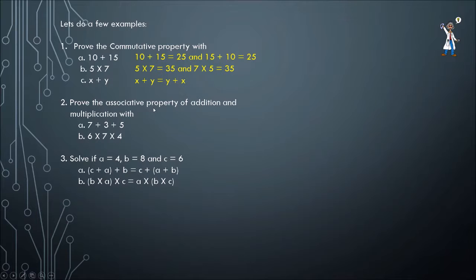Let's prove the associative property. 7 plus 3 plus 5. I can either add the 7 and 3 together. 7 plus 3 would be 10, and plus the 5 would be 15. Or I can say, hey, I want to group the 3 and the 5 together. So we'll have 3 and 5 is 8, plus the 7, it will also be 15.